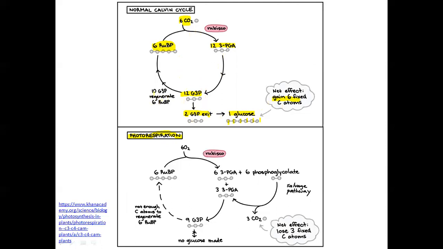and the rest of the 10 molecules of glyceraldehyde 3-phosphate return to the cycle, and then they generate 6 molecules of ribulose bisphosphate.